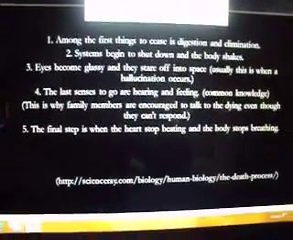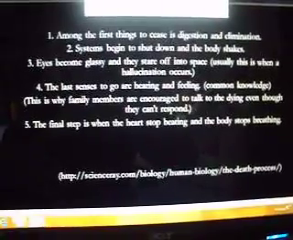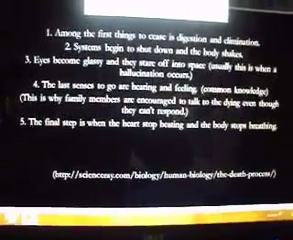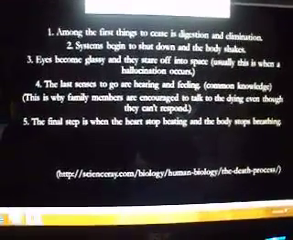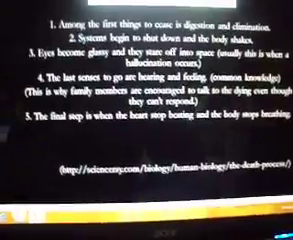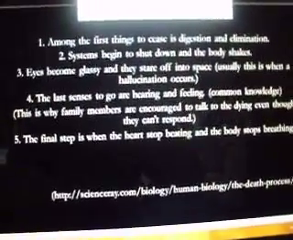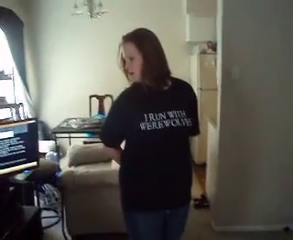The last senses to go are hearing and feeling. Most people know this. That's why family members are encouraged to talk and touch a member that's passing on, because that's the only way they will know that you're there. The final step is when the heart stops beating and the body stops breathing and showing any signs of activity. All of these were brought from scienceway.com on the human biology and the death process.